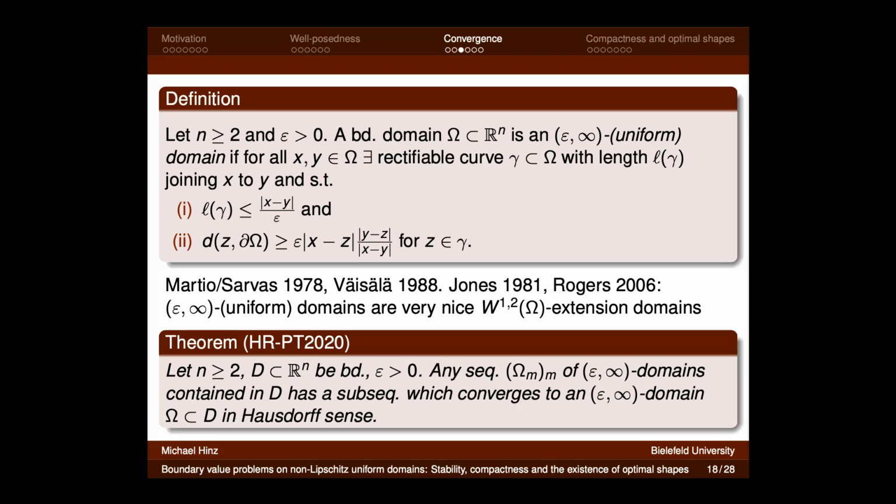This is just maybe a truncated statement. If you go in there with the convergent sequence, then of course you also get that the limit is epsilon-infinity and contained. So this is how this Hausdorff convergence comes in. It gives us the stability of this type of domain.